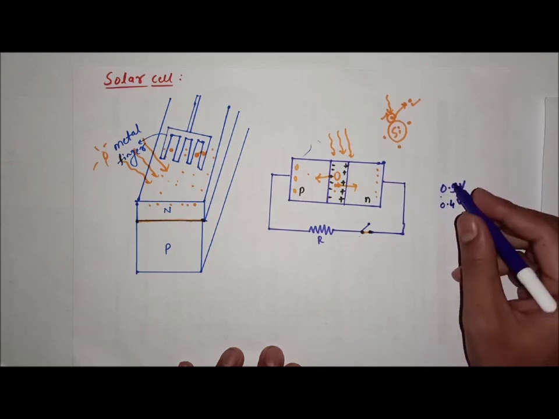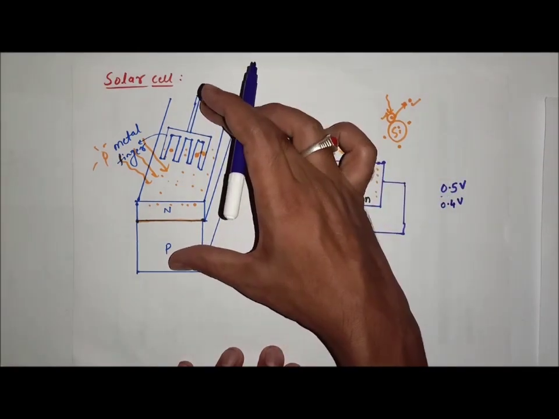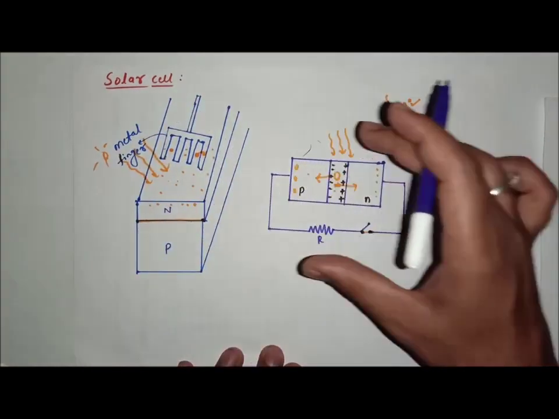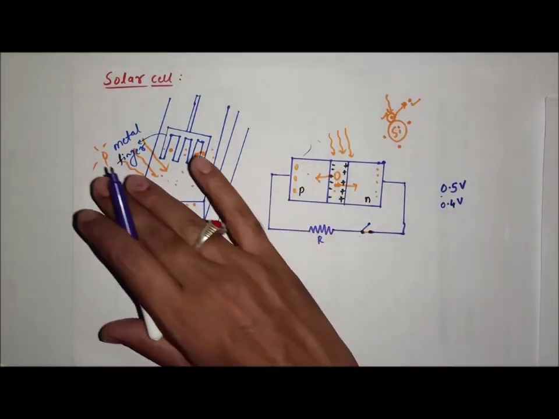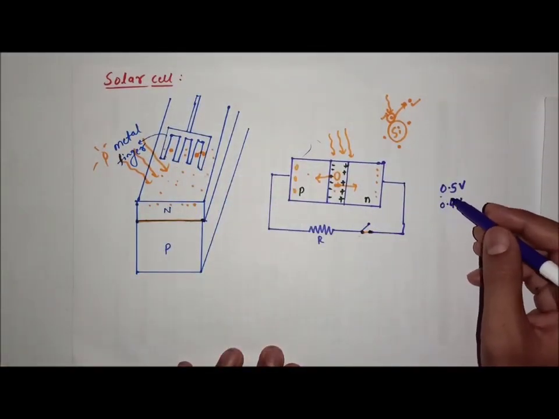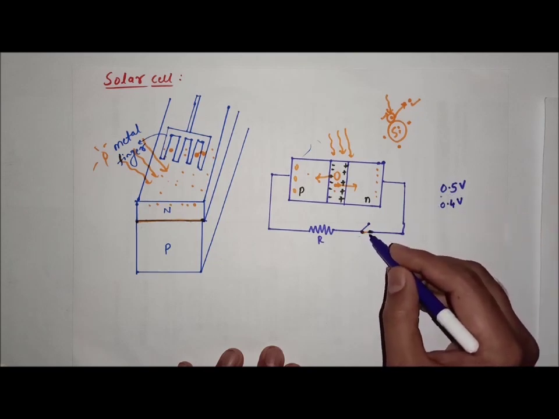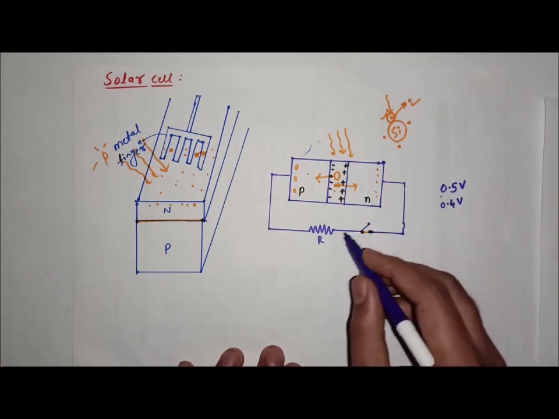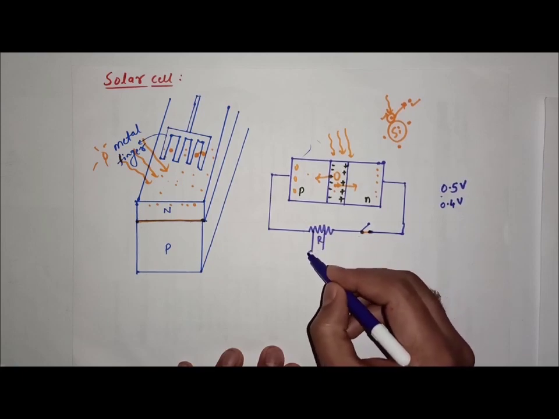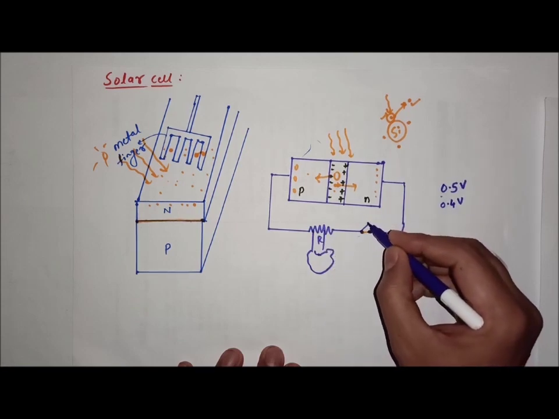But if you place such cells in arrays, that is many solar cells, and make a solar panel, and each produces 0.4 or 0.5 volt, as a result we can produce a very huge voltage. Now instead of this resistor, you can also connect a bulb over here. You can connect a bulb instead of the resistor, and later you close this.